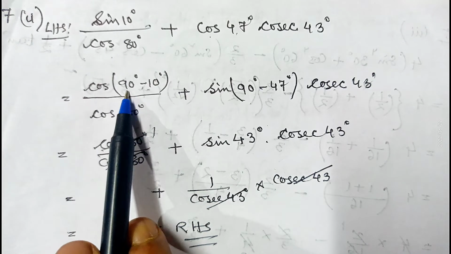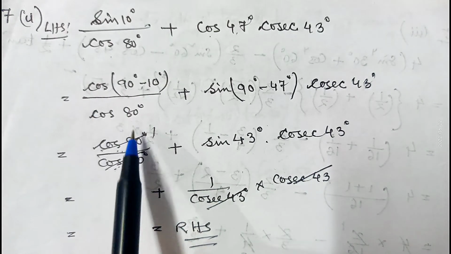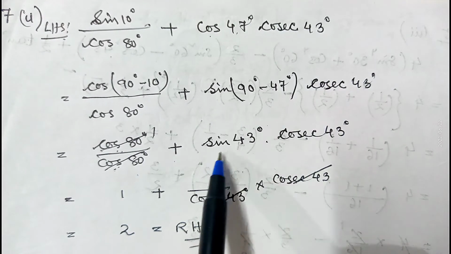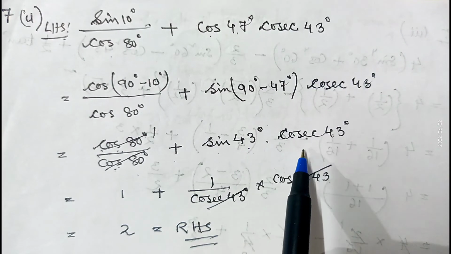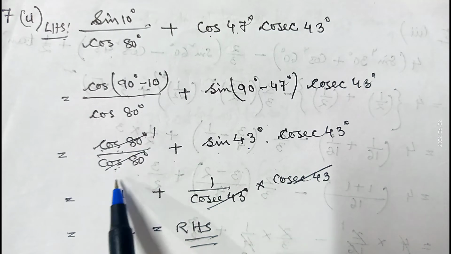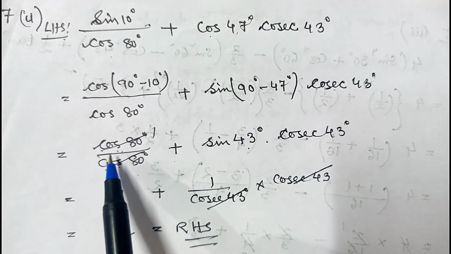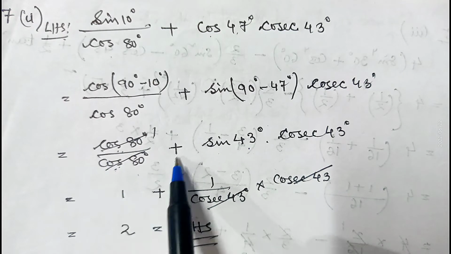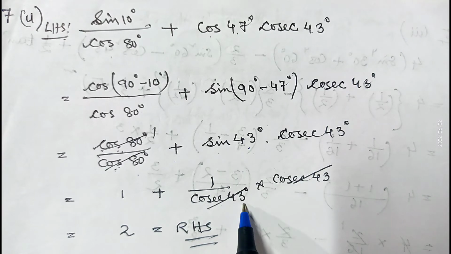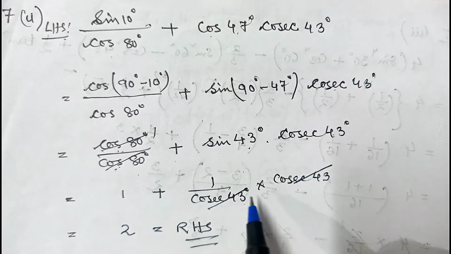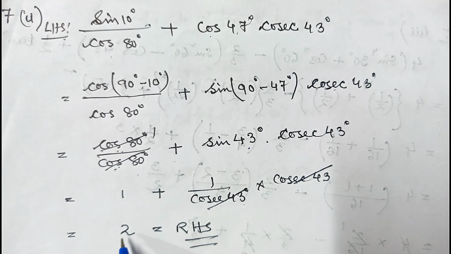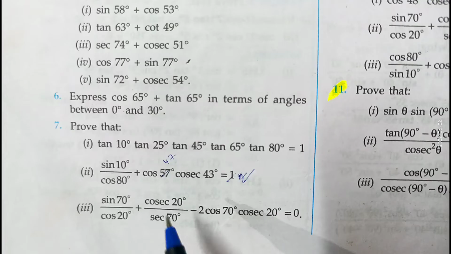So cos 90 minus 10, it will be cos of 80 by cos of 80, plus sine of 90 minus 47, it will be sine of 43 into cosec 43. Now cos 80 and cos 80, they can be cancelled, and here you are going to get 1. If I cancel cos 80 by cos 80, it will be 1, plus sine 43, it can be written as 1 by cosec 43 into cosec 43. These two again can be cancelled. So from this part 1, from this part 1, 1 plus 1, 2, which is the required right hand side. These two I have shown.